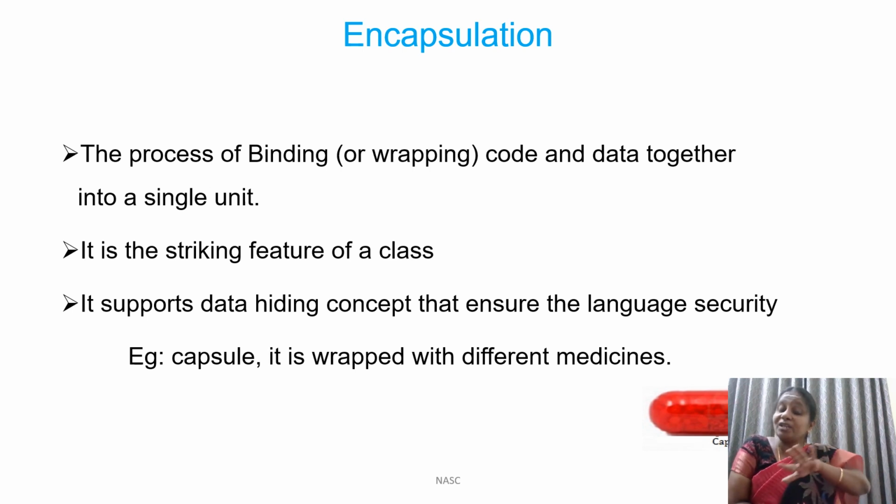Likewise, we don't want to bother about the data, where it is stored, how it is stored, in which format it is stored, and what data structure is used to organize the data. That is unwanted. We need to access the data. So we use the code associated with that data to access the respective data.